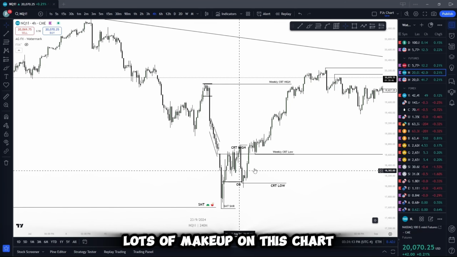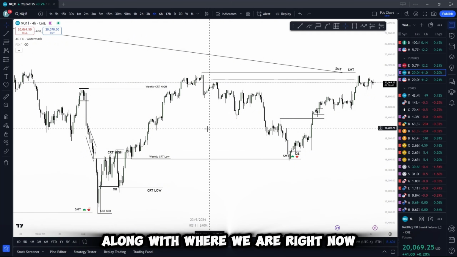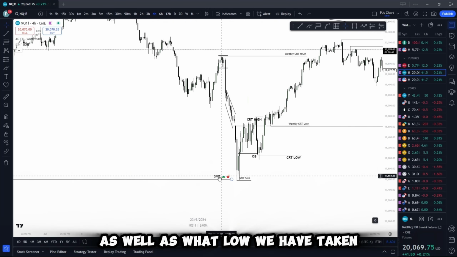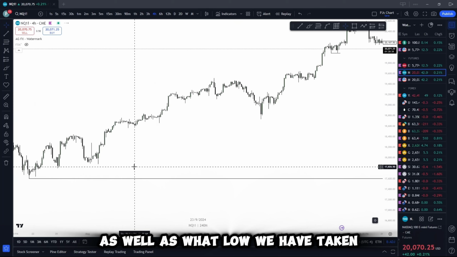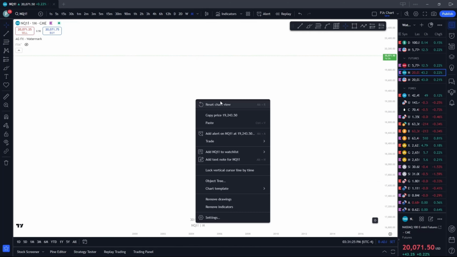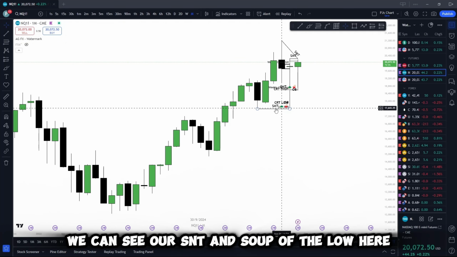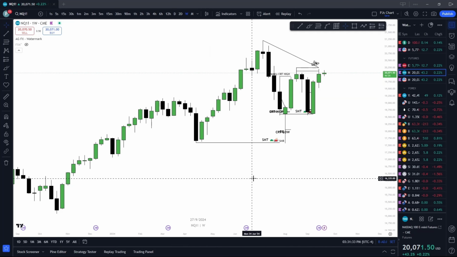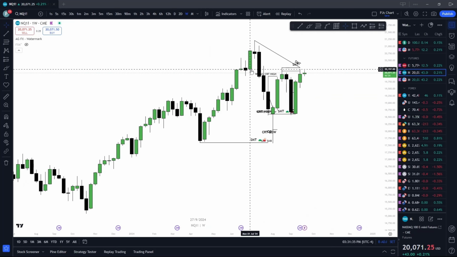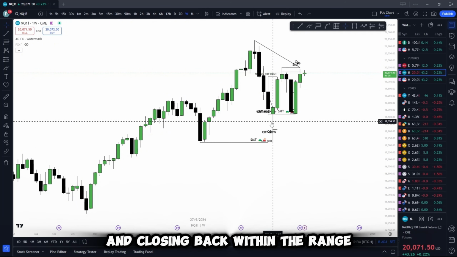Lots of markup on this chart, but I'm going to explain everything, along with where we are right now, where we've delivered from, as well as what low we have taken, being the previous month into week low. If we look on the monthly chart, we can see our turtle soup of the low here, and then into a weekly chart, just taking this low resistance liquidity, turtle souping the low and closing back within the range.